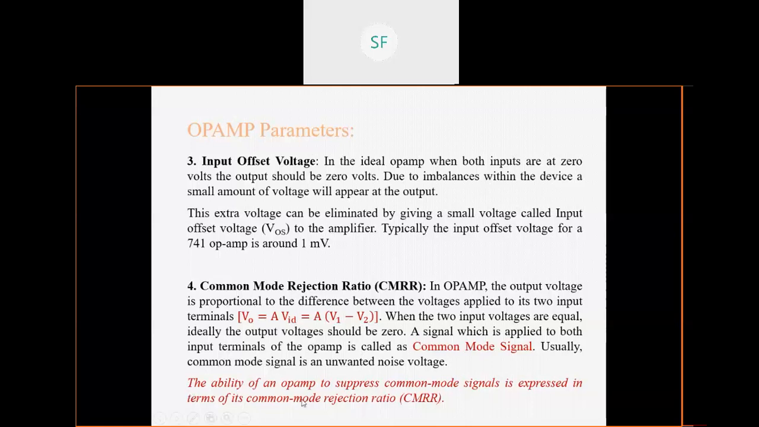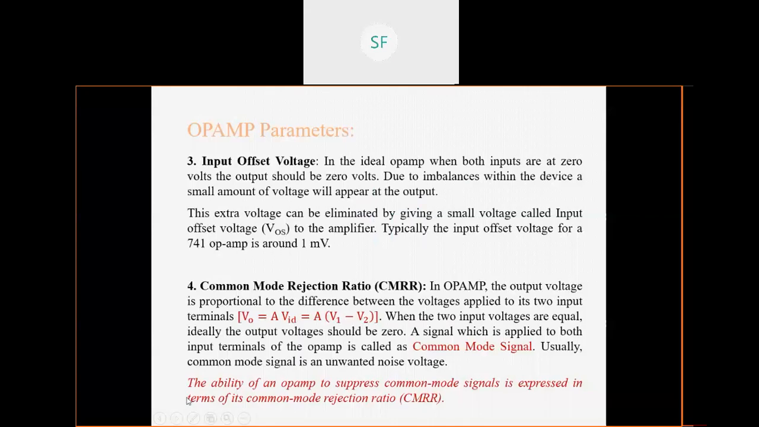So this ability of an op-amp to suppress common mode signals is expressed in terms of common mode rejection ratio. Okay, so what is CMRR actually? It is nothing but the ability of op-amp to suppress common mode signals. Common mode signals are nothing but a noise signal. Just remember like that.